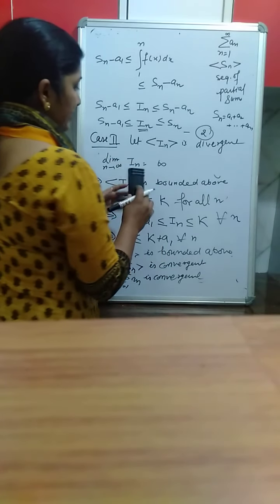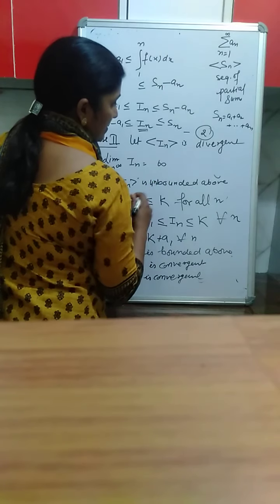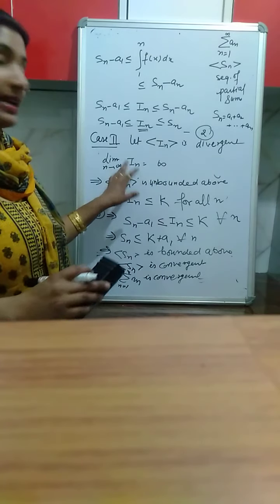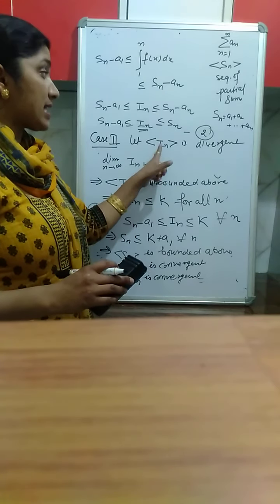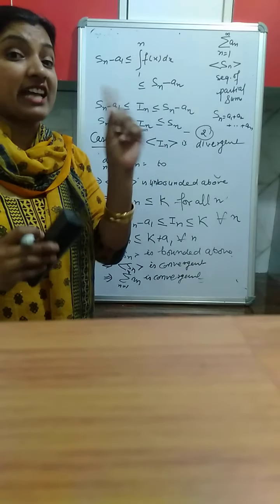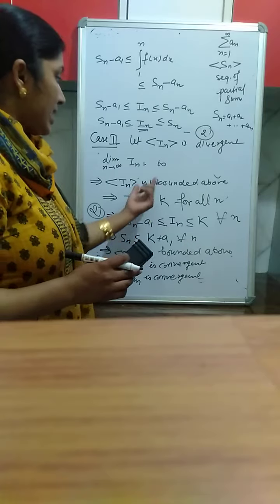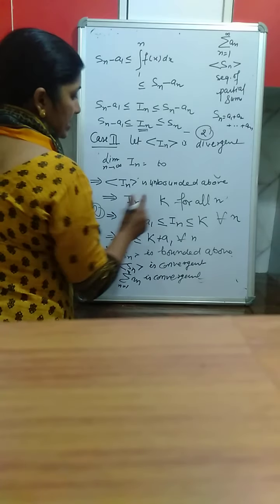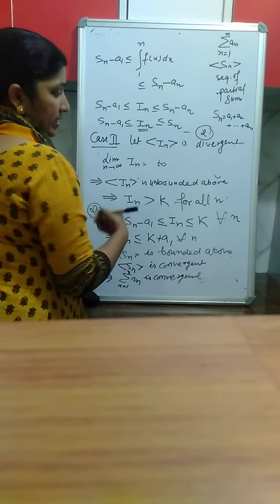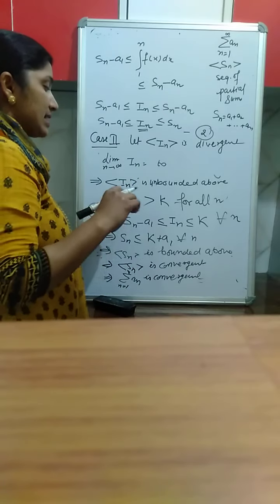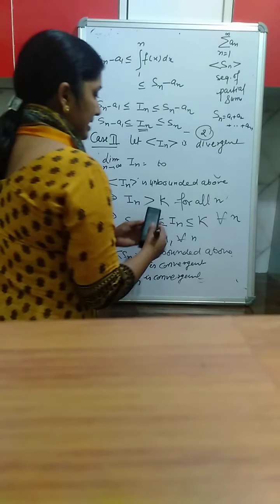And when this is infinity, it means this is unbounded above. When the limit as n tends to infinity, In is infinity, because In is monotonically increasing and divergent. Then it diverges to infinity, which means it is unbounded above. And unbounded above means In is greater than or equal to k for all n. Given any real number k, however large, In can be made greater than k.